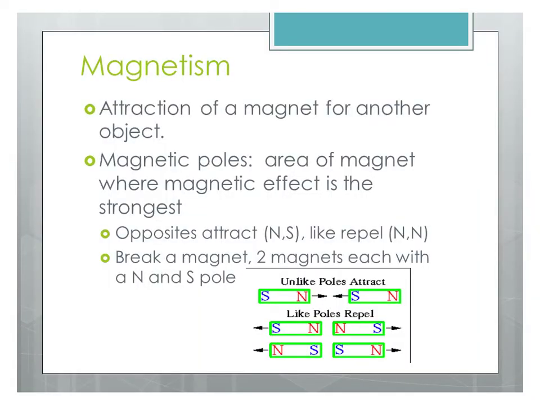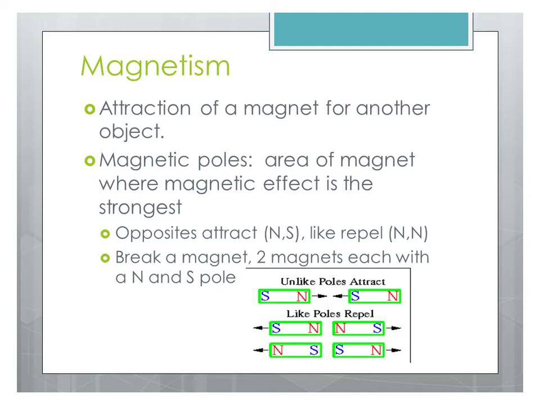So let's start off just talking about magnetism and what that means. It is the attraction of one magnet for another object. And just in terms of parts of a magnet, I know we've dealt with them before, whether we're playing with the things on the refrigerator or we've had them in class before, but on a magnet, the poles are the area of the magnet where the effect is the strongest. So basically, that's where you can feel the force of the magnet the most.